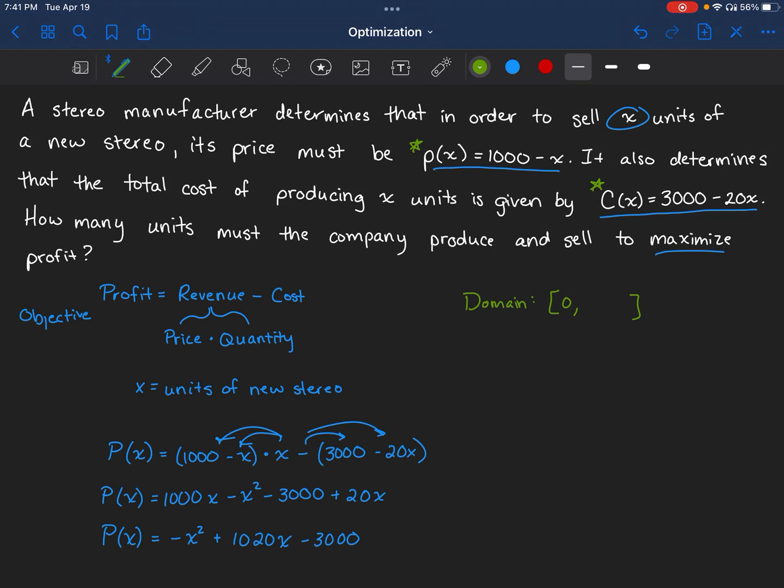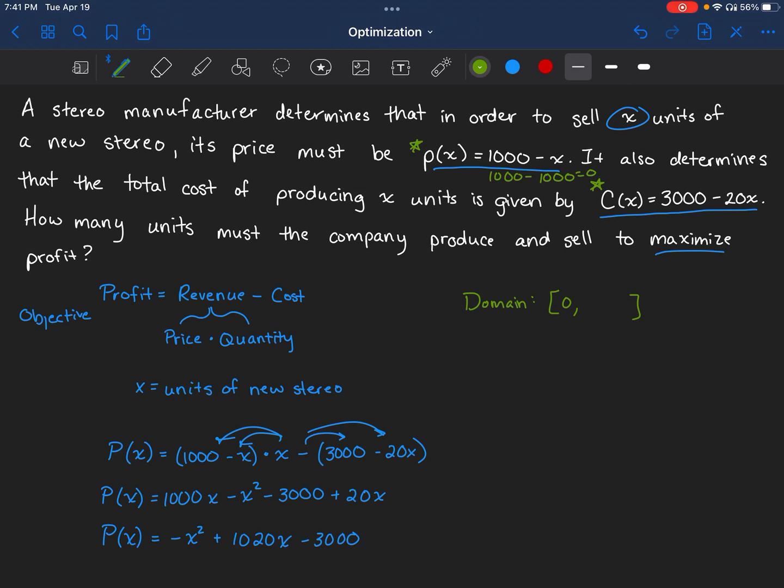Well, for example, in this P of X, if I make 1,000 stereos and I plug it into this price, it means I'm actually selling it for $0, which doesn't seem practical. So that could be my maximum there. The other option is to also consider cost as the other one.